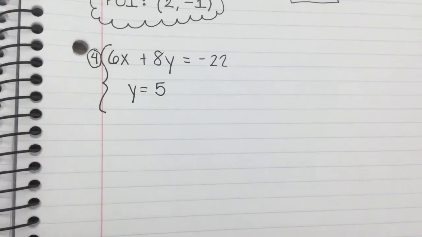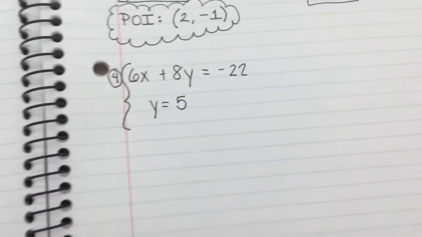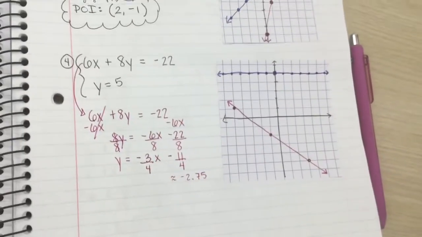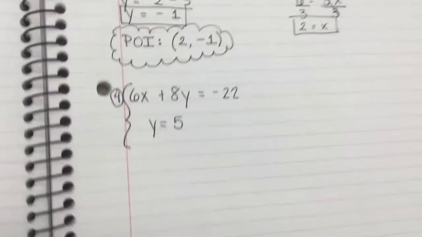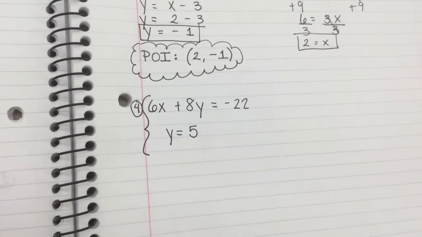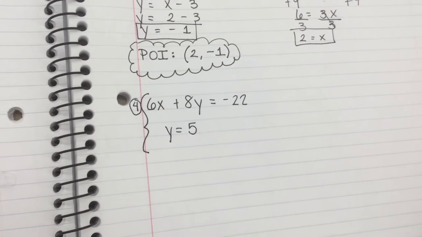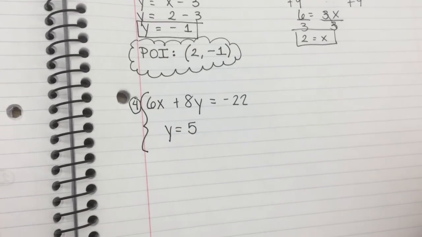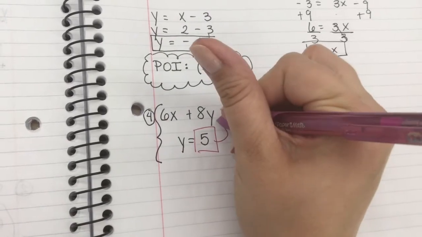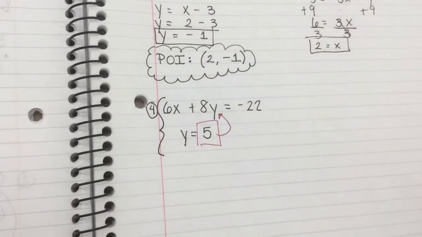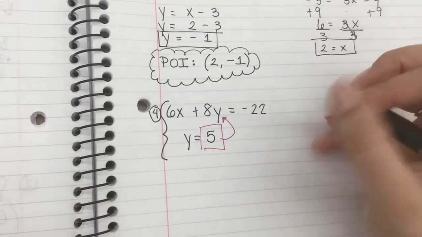Yesterday, we found out the hard way that graphing is not the best method to solve this system of equations. We couldn't quite see the point of intersection. We had a lot of decimals going on. So today, we're going to solve this using substitution. Notice how I have y equals 5. So I already know that my point of intersection is going to have a y value of 5. I'm just going to plug that y value of 5 into my other equation.